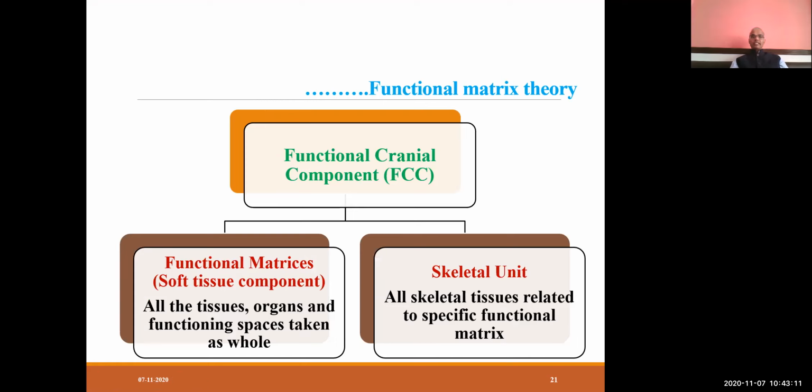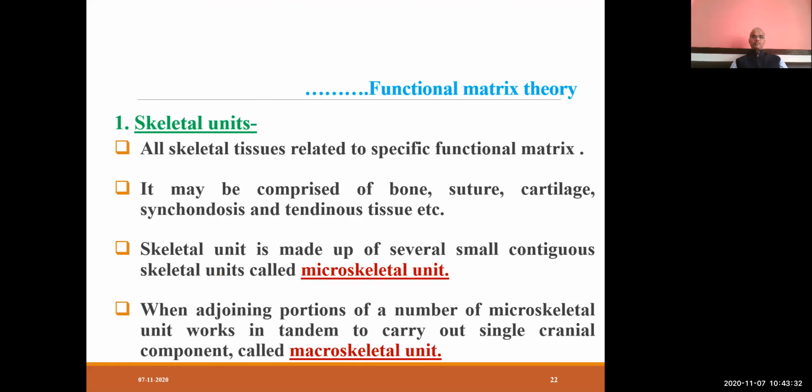And the functional cranial components are again divided into the functional matrices, which are the soft tissue component, and the skeletal unit. The functional matrix includes all the organs, tissues, and functional spaces taken as a whole, whereas skeletal units are all skeletal tissues related to a specific functional matrix. It may be comprised of bone, sutures, cartilage, synchondrosis, and tendinous tissue. So skeletal tissue is made up of several small contiguous skeletal units. They are called microskeletal units.